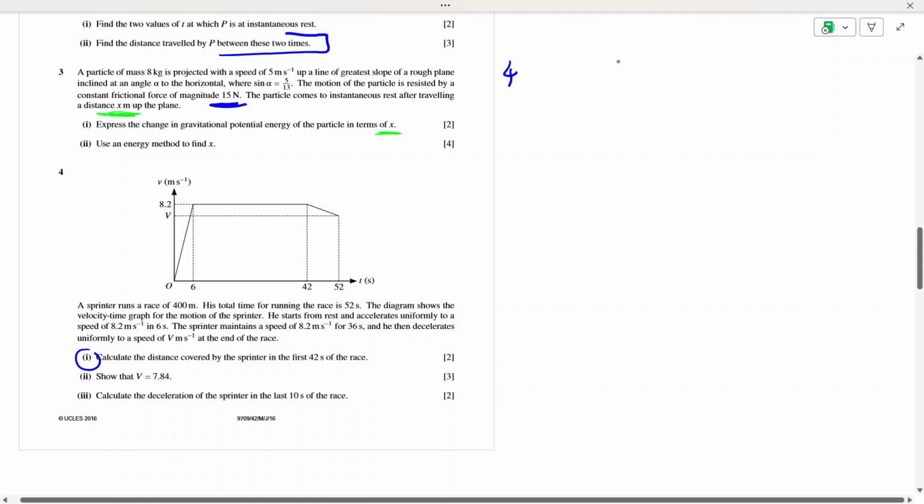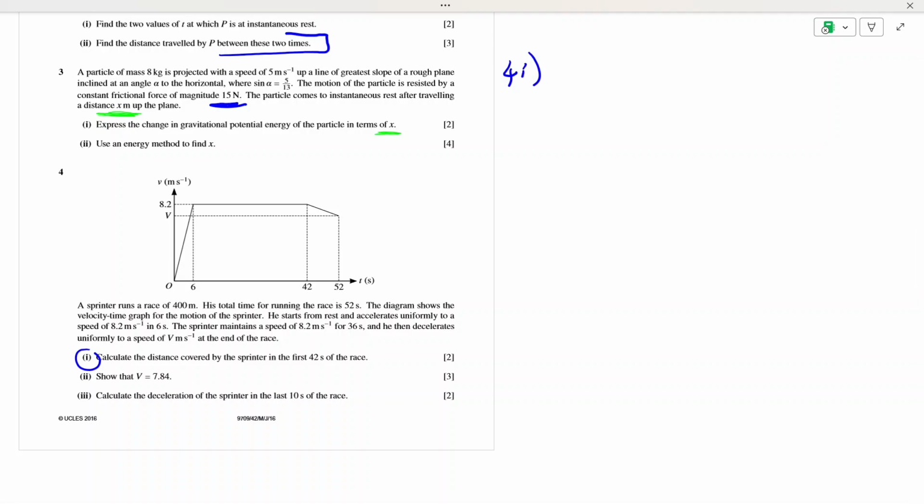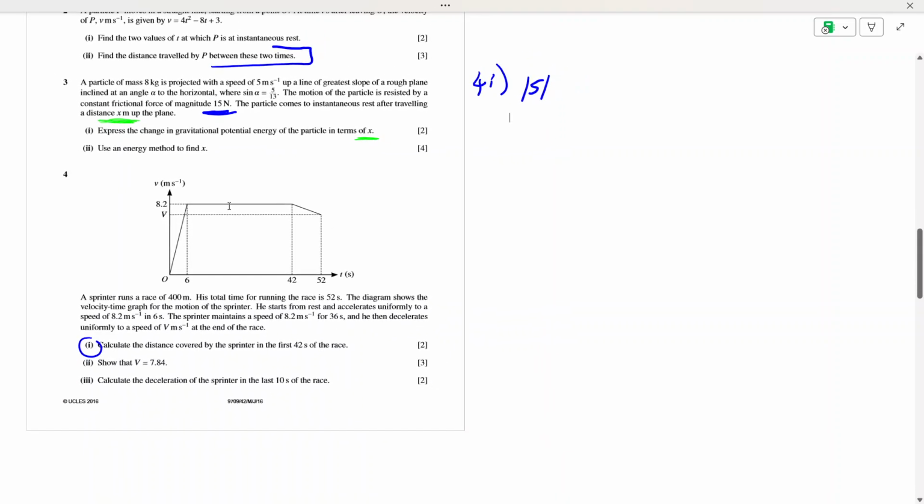So we're going to have question 4, part 1. Distance, which is the magnitude of the displacement, on a VT graph, is equal to the area of a velocity time graph. If you look at the shape here, it's a trapezium, right?